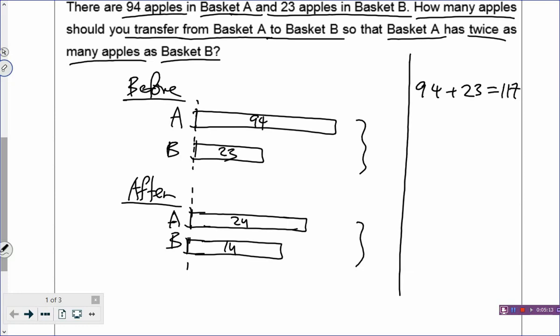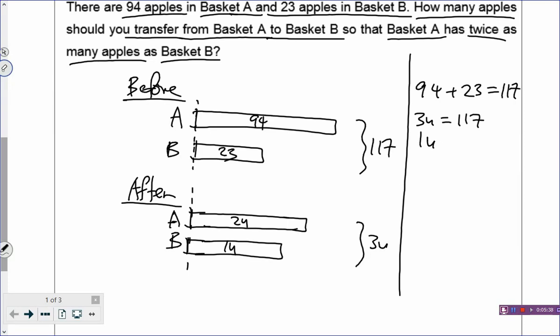And whatever numbers you found, put it into the model. Then how about the after model? What is the total? The total is 3 units. And if the total is unchanged, then your 3 units will be equal to 117. So what do you mean by total unchanged? It means that the total at first and the total in the end is the same. So your 3 units is 117.